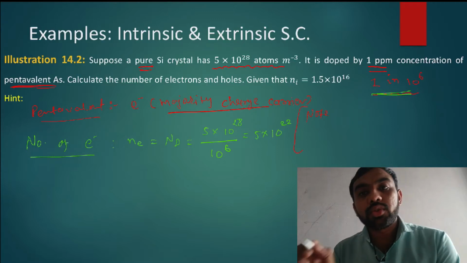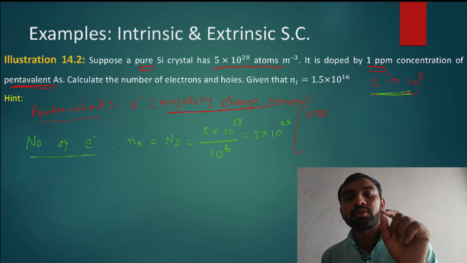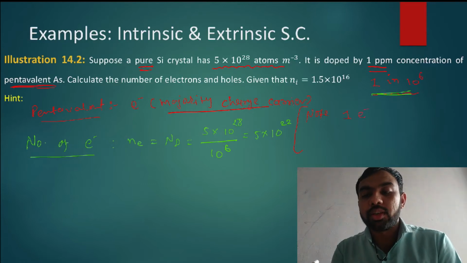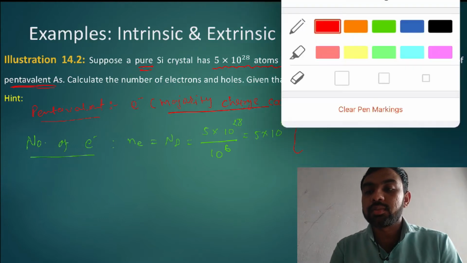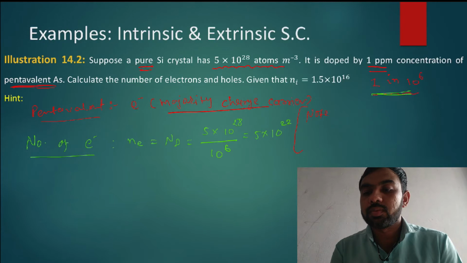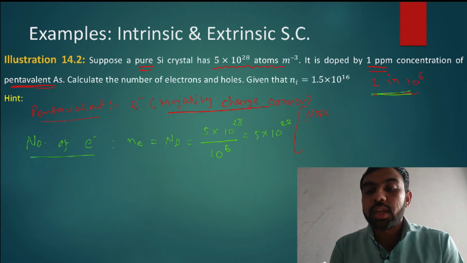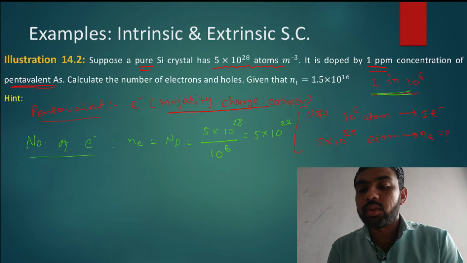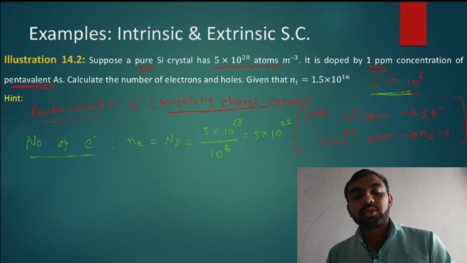Okay, if you just find this number of electrons this way: if one electron comes in, sorry, you just erase it. That's right. If 10 raised to 6 atoms, how many electrons? 1 electron. So we have 5 into 10 raised to 28 atoms. Then the number of electrons is equal to what? Use this ratio, so you get the final answer.